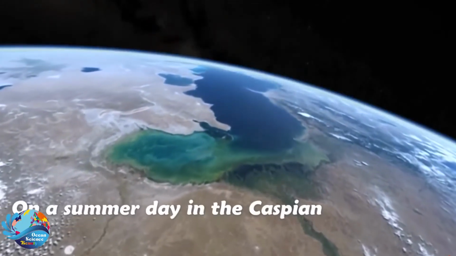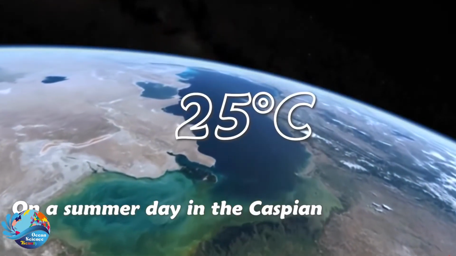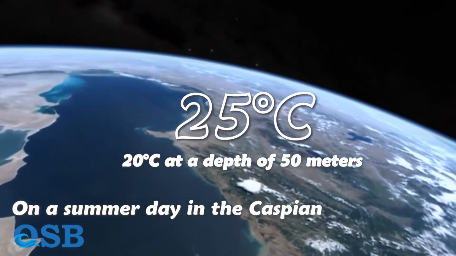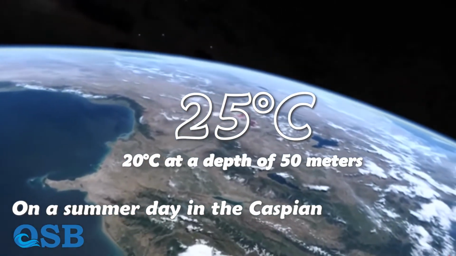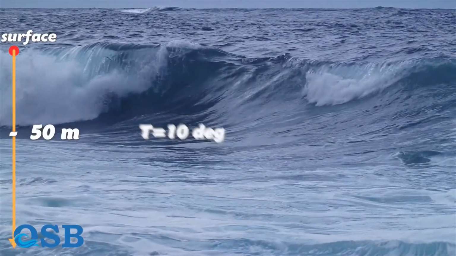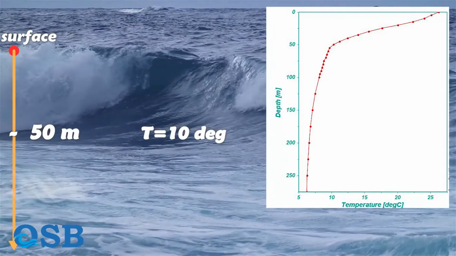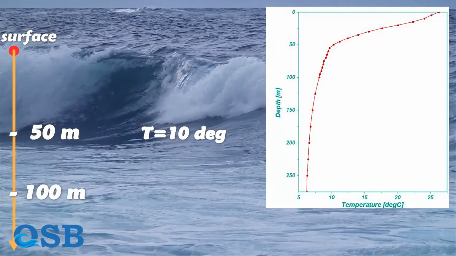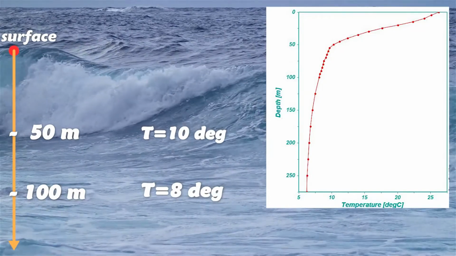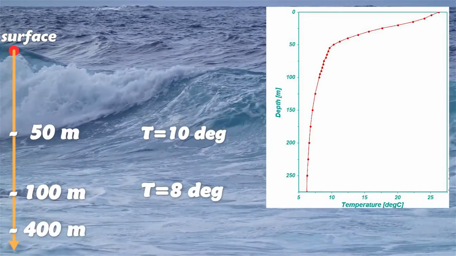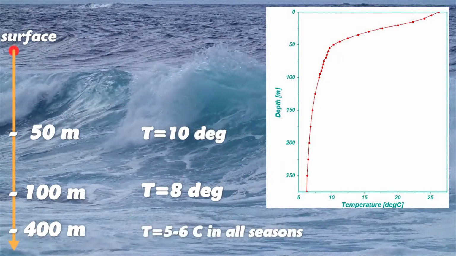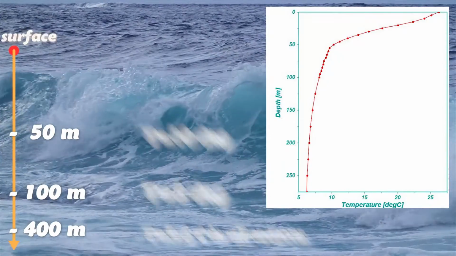On a summer day in the Caspian, when the surface temperature is around 25 degrees Celsius, the temperature reaches 20 degrees Celsius at a depth of 50 meters. Down to a depth of 50 meters, the temperature reaches 10 degrees, and down to a depth of 100 meters, the temperature reaches 8 degrees Celsius. After that, the temperature changes are very low, and at depths greater than 400 meters, the temperature is around 5 to 6 Celsius in all seasons.